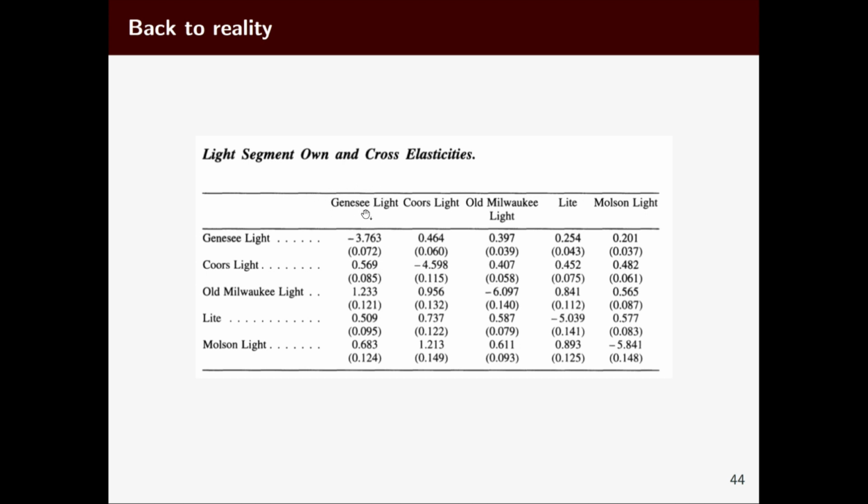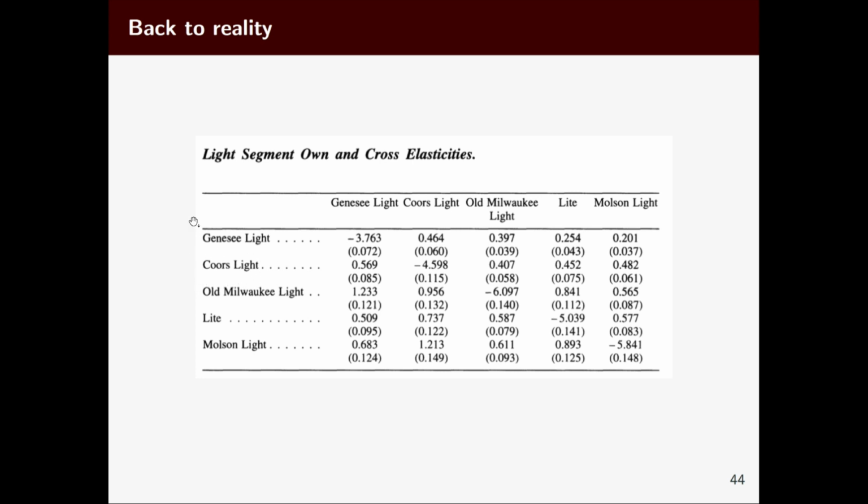So again, what that means is, let's say that you're Coors Light, and for some reason you need to adjust your price by increasing it. Maybe there's some supply problem. You can expect some of the people who were buying your beer to shift over to Genesee Light. And actually, the cross price elasticities of Coors Light with respect to Genesee, Old Milwaukee Light, and Molson Light are all positive, meaning that Genesee, Old Milwaukee Light, and Molson are all substitutes for Coors Light. Which makes sense, right?